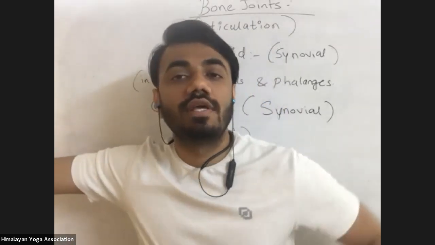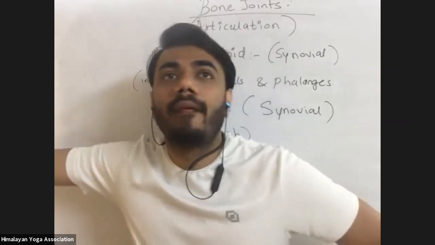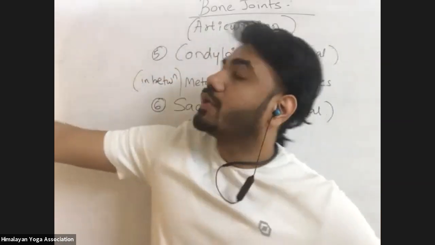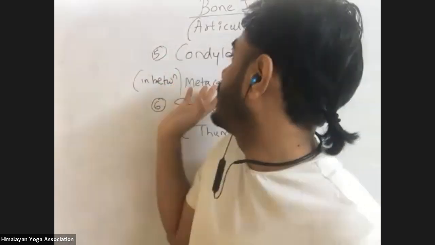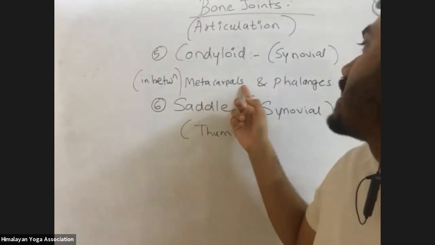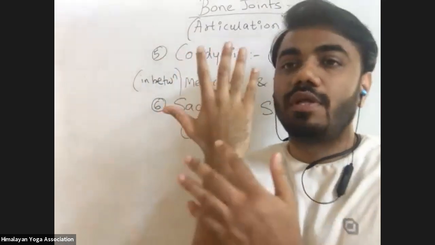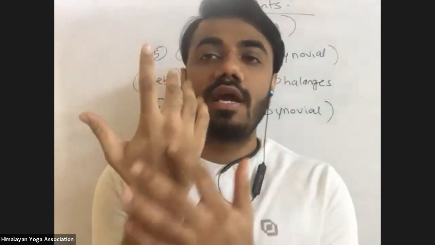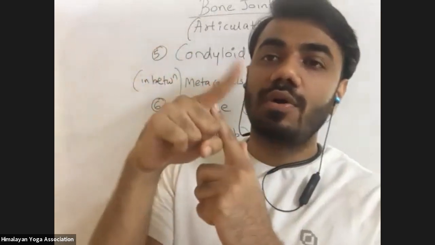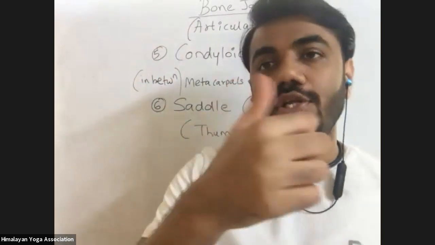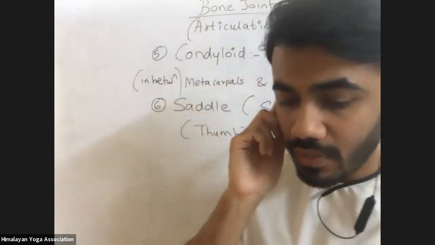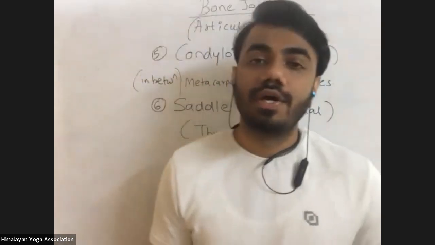The next we have studied is condyloid. So condyloid joints are in between metacarpals and phalanges. That means in between our metacarpals and phalanges, like a condyloid movement of the fingers only. Saddle joint in your thumb. These are the joints which we have studied today.